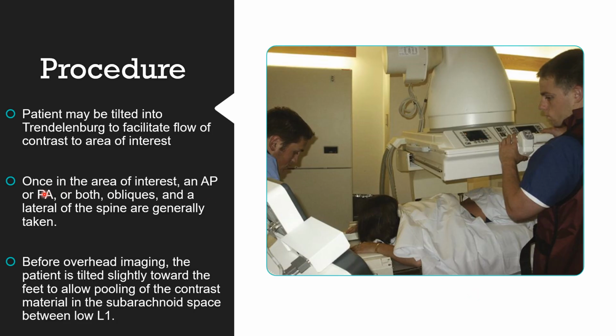So once the area of interest, an AP or PA or both obliques and generally a lateral is taken of the spine. Before overhead imaging, the patient is tilted slightly toward the feet to allow pooling of the contrast material in the subarachnoid space below L1. So in that case, it'll be tilted a little bit to like a Fowler's position.